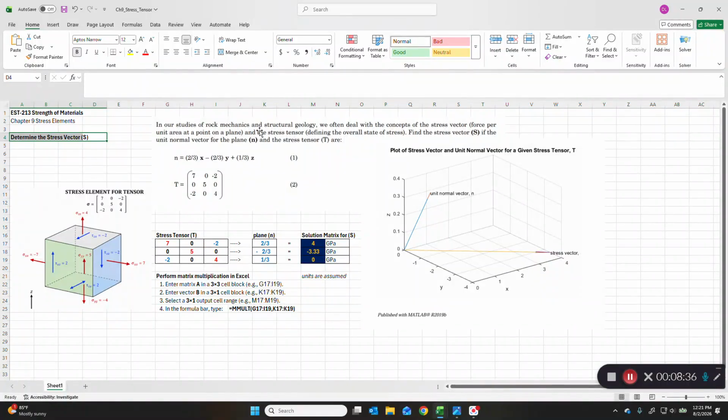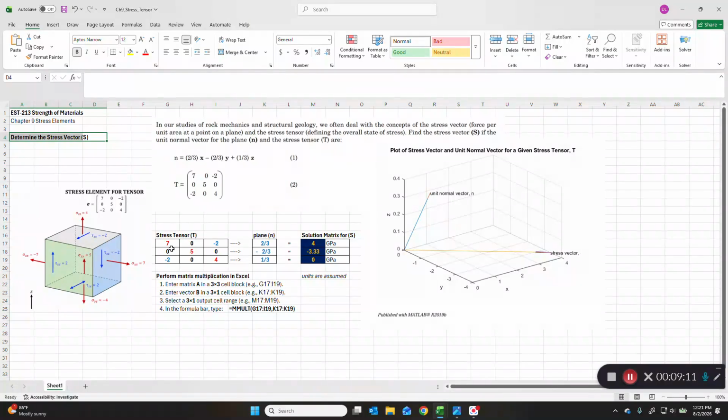It says, in our studies of rock mechanics and structural geology, we deal with the concepts of the stress vector, force per unit area on a point on a plane, and the stress tensor, which is the definition of the overall state of stress. Find the stress vector, S, if the unit normal vector for the plane, N, and the stress tensor are given. So you have a matrix T for the stress tensor, a 3 by 3 matrix, and then you have a vector, N, X, Y, Z. To find the stress vector, you're going to do matrix multiplication.